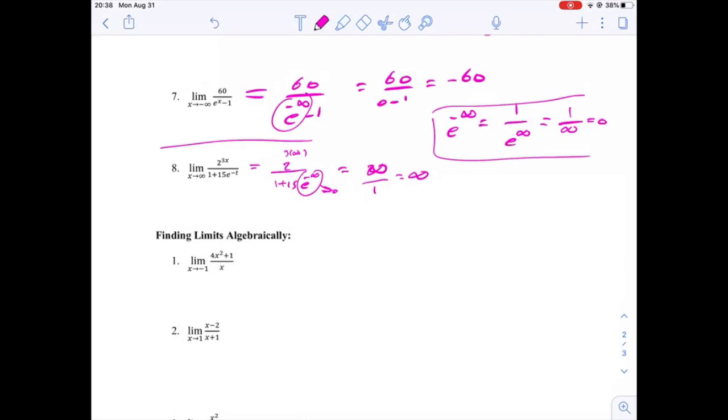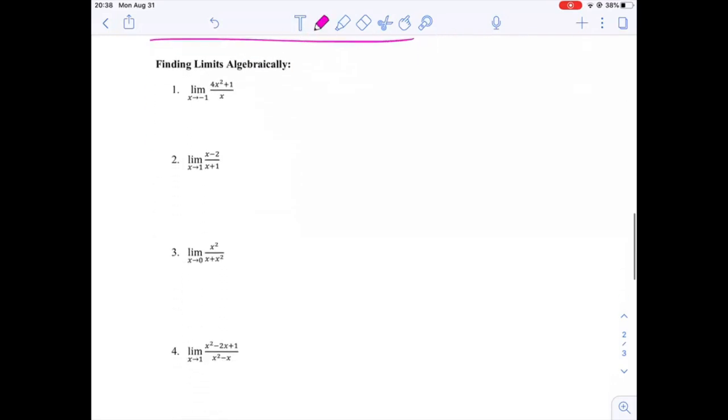Now, finding limits algebraically. How to find limits algebraically? Algebraically, we can simplify the expression and then plug in the value of the limit. For example, here, for 4x squared plus 1 over x, the first step is to plug in the value of the limit. Let's plug in negative 1. We get 4 times negative 1 squared plus 1 over negative 1. And that's 4 plus 1 over negative 1. This is negative 5. And that's it. That's a number. Now, for the second problem, we plug in 1. So we get 1 minus 2 over 1 plus 1, which is negative 1/2.